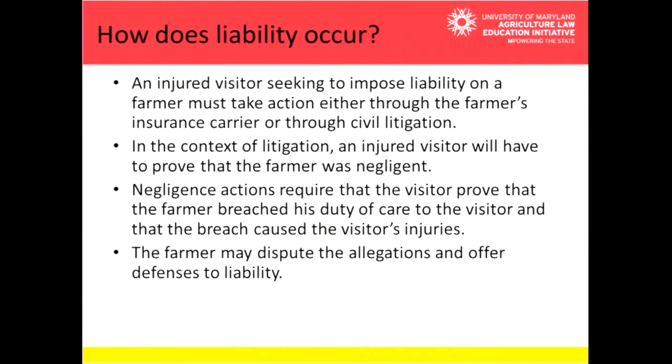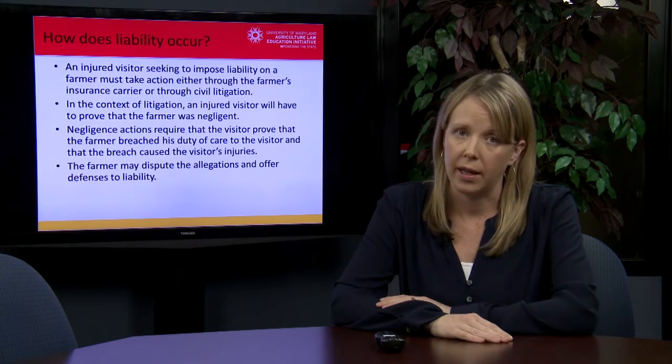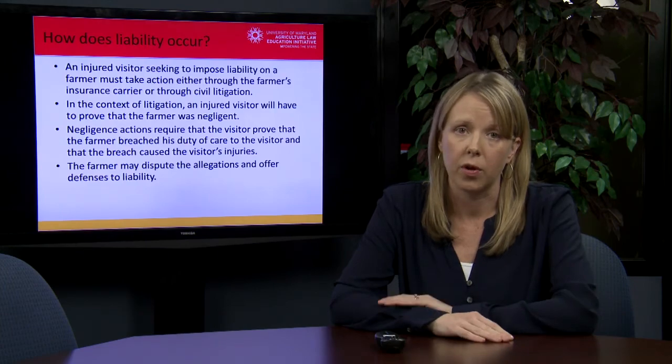Negligence is proved by first proving the duty of care that the farmer owed, that the farmer breached this duty of care, and that the injury was related to that breach of the duty of care. Of course, the farmer may present defenses to the allegation of negligence, and that I will go over in a separate video.